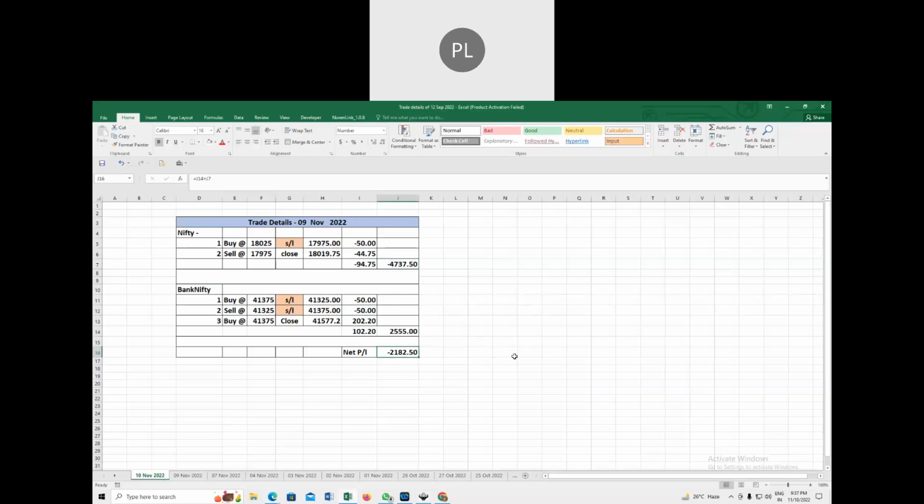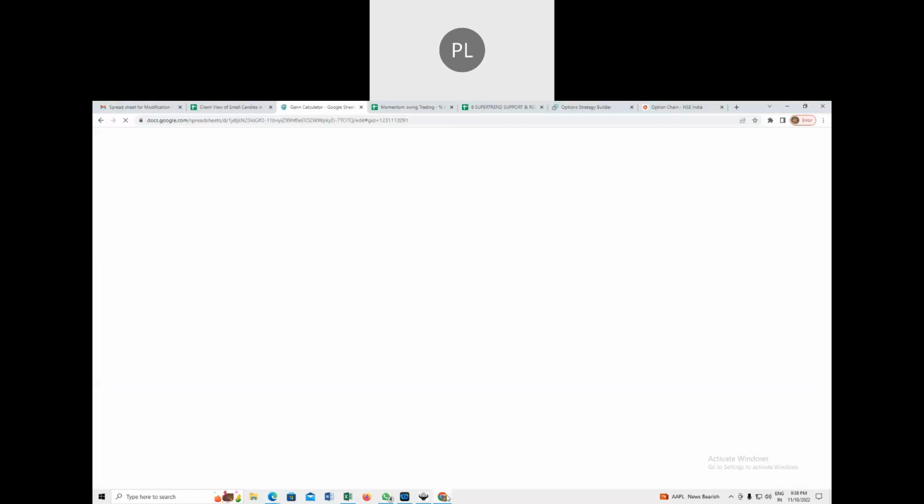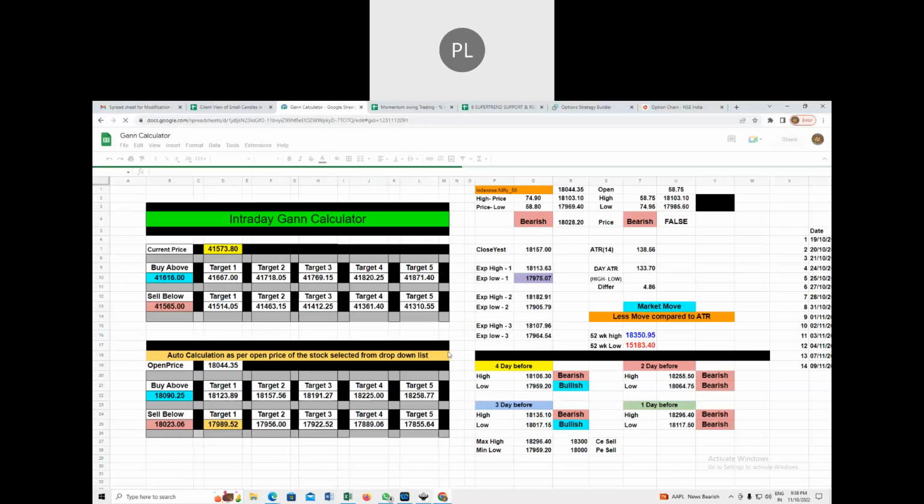So in the month of November, we have been seeing that the market has been in a very narrow range, and that's the reason why we are getting stop losses and we are not getting the big targets which we used to get. So it has been an overall period where Nifty and Bank Nifty have been moving in a very narrow range. So that is the reason why we are not getting the required profit that we want.